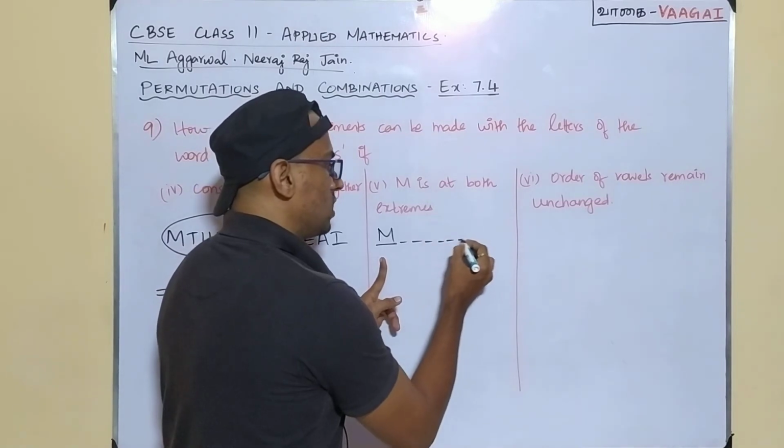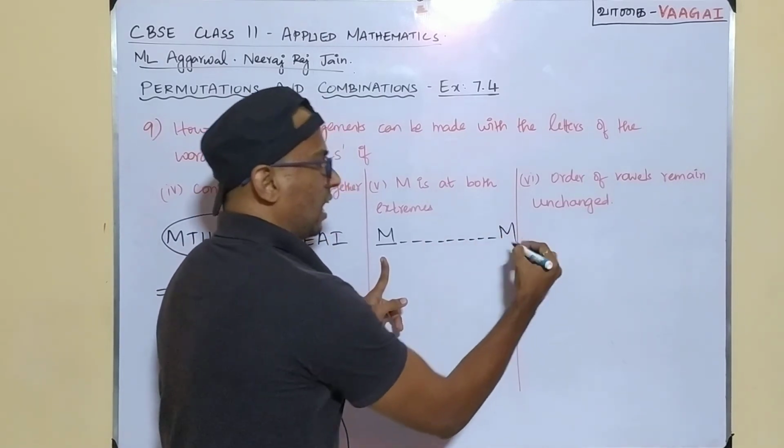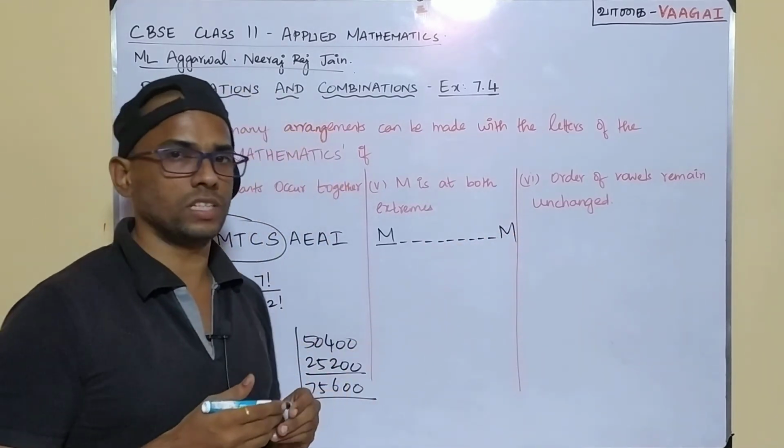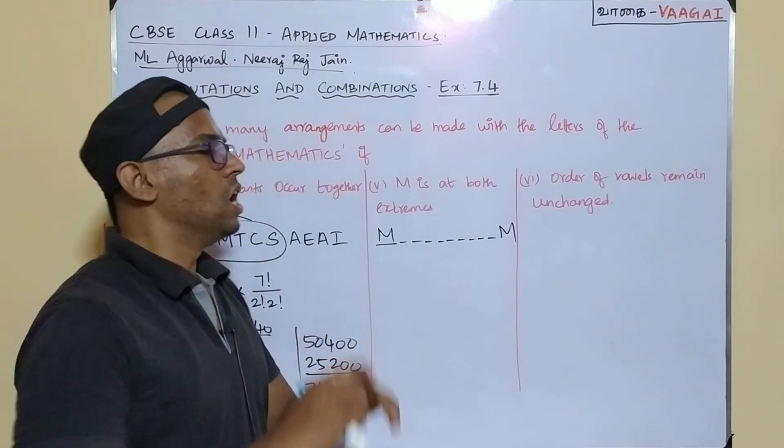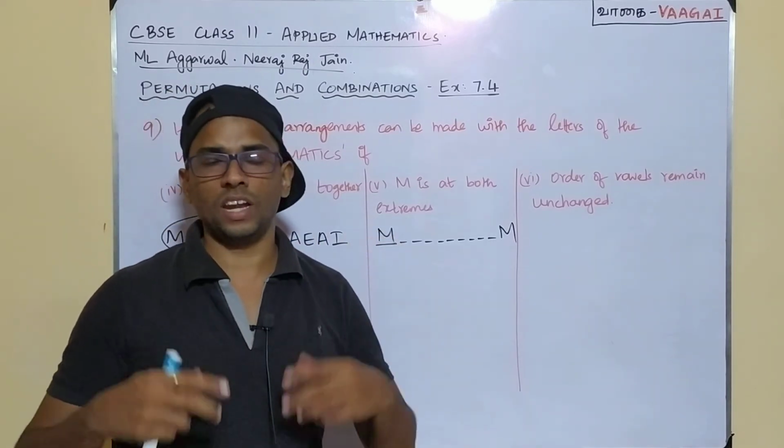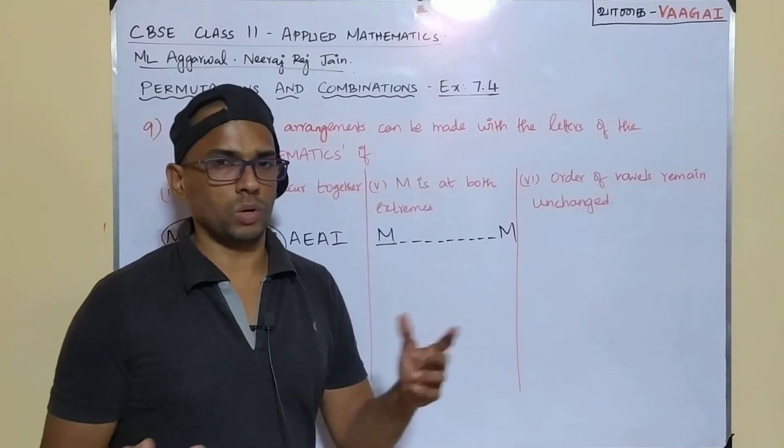1, 2, 3, 4, 5, 6, 7, 8, 9. And then again last M. So this is how we have to arrange these letters. This is going to be the question's condition. So if in this way you are going to arrange, then how many ways can we form? This is going to be the question.